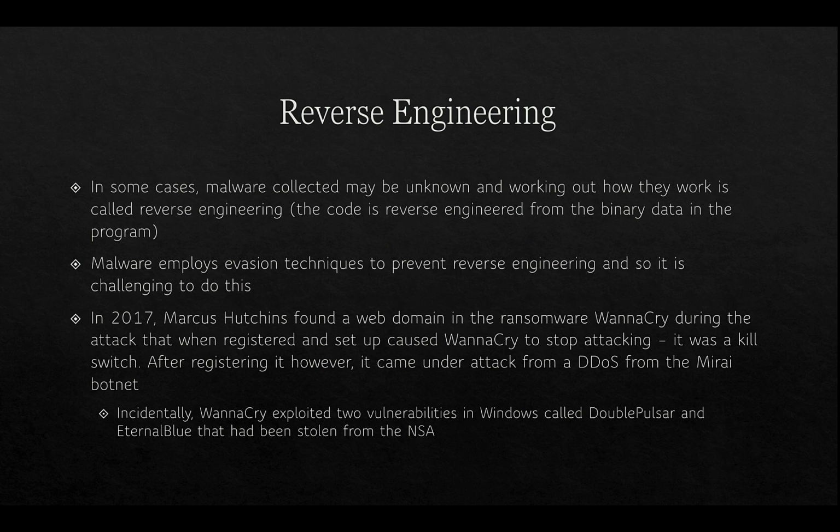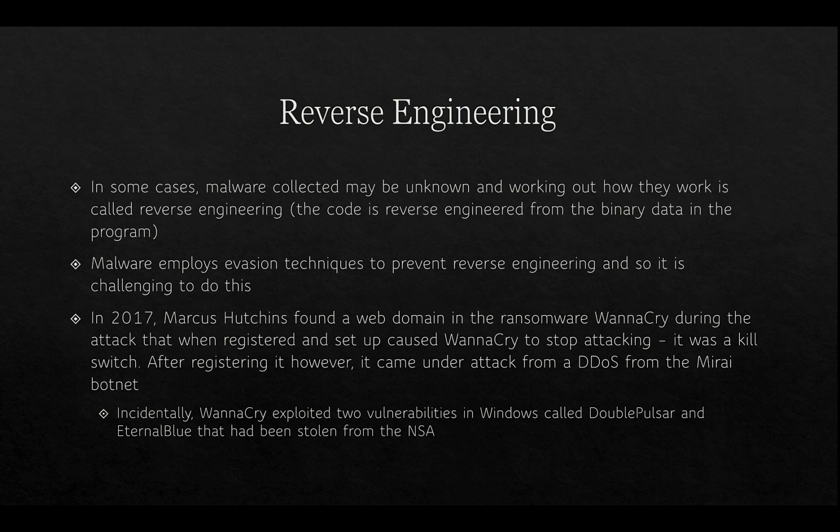So another process in forensics is called reverse engineering. This is where we sometimes collect malware, and that malware may be unknown, and we need to work out how it works. That's the process of reverse engineering. So the code is reverse engineered from the binary data in the program. Malware employs a range of different evasion techniques to prevent reverse engineering, so it's quite challenging to do this.